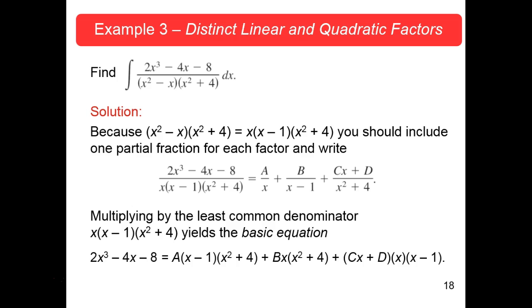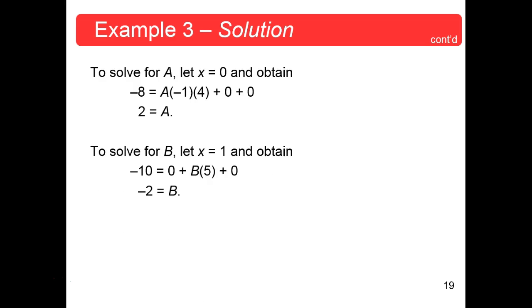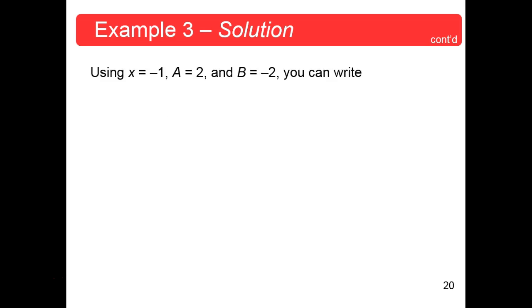And then we chose some convenient x's, like x equals 0, which they did first, and that gave us A equal to 2. We got A equal to 1, but remember we factored out a 2, so that works well. And to solve for B, you let x equal 1, which is what we did also, and you got B equal to minus 2. We got minus 1, but as long as we factored out the 2, that's going to work out fine. At this point, C and D are yet to be determined. You can find these remaining constants by choosing 2 other values for x and solving the resulting system of linear equations. Yeah, you could do that.